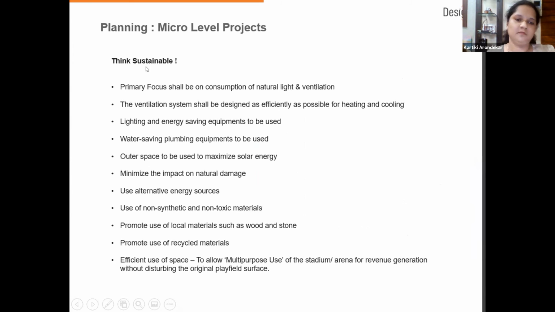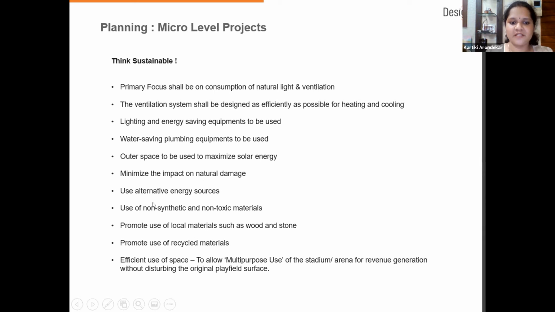So how do we take sports to the micro level? We think sustainable. Primary focus shall be on consumption of natural light and ventilation. The system shall be designed as efficiently as possible for heating and cooling. We must promote lighting and energy saving equipments, promote water saving plumbing equipments. The outer space shall be maximized for the solar energy. If you read about Mercedes-Benz Stadium, which was constructed in 2020 and opened for everybody, that is a project to be looked at. The entire roof has been constructed with the solar panels, and the project itself is self-sustainable for the electricity with those panels.